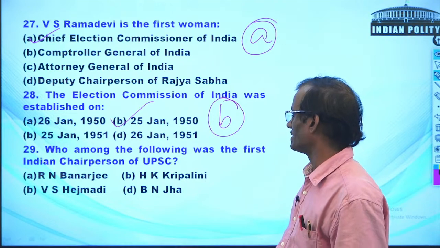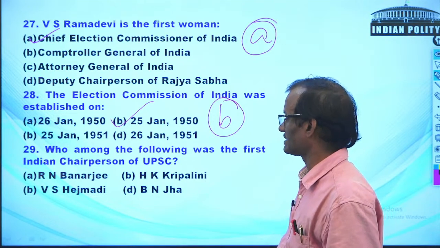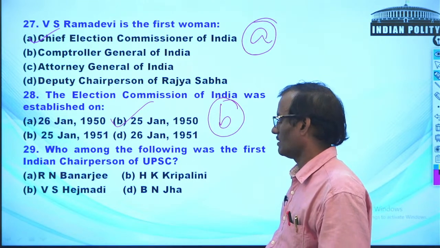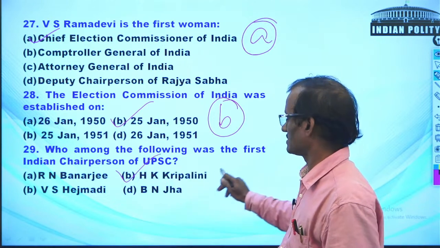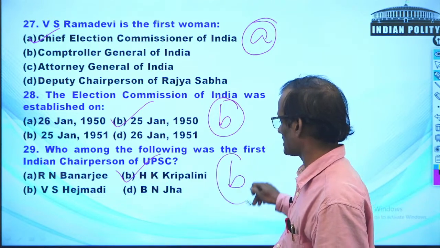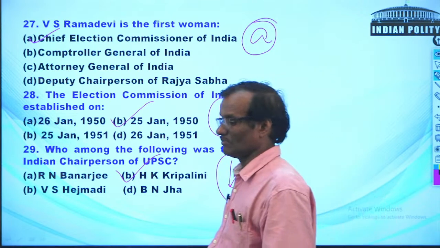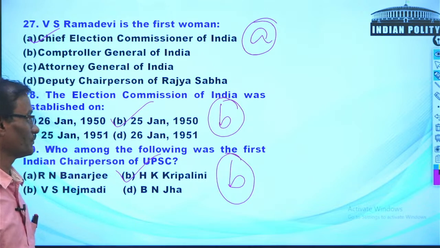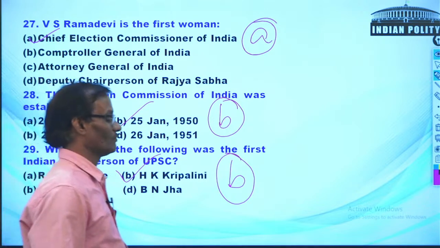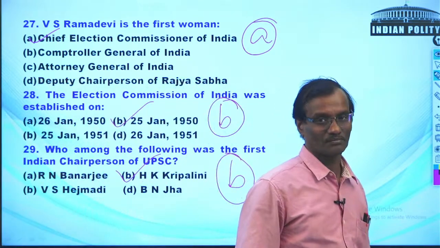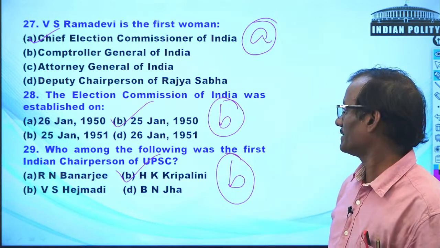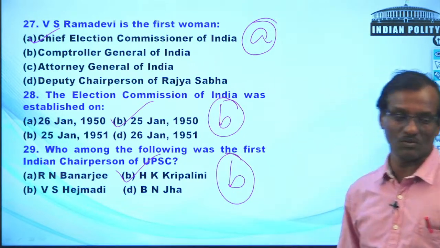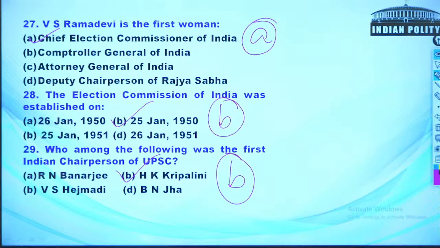Who among the following was the first Indian chairperson of UPSC? H.K. Kripalani was the first, but Ross Barker was the first chairperson of UPSC. But the question is about Indian chairpersons. Okay, so please have a look at the answers.